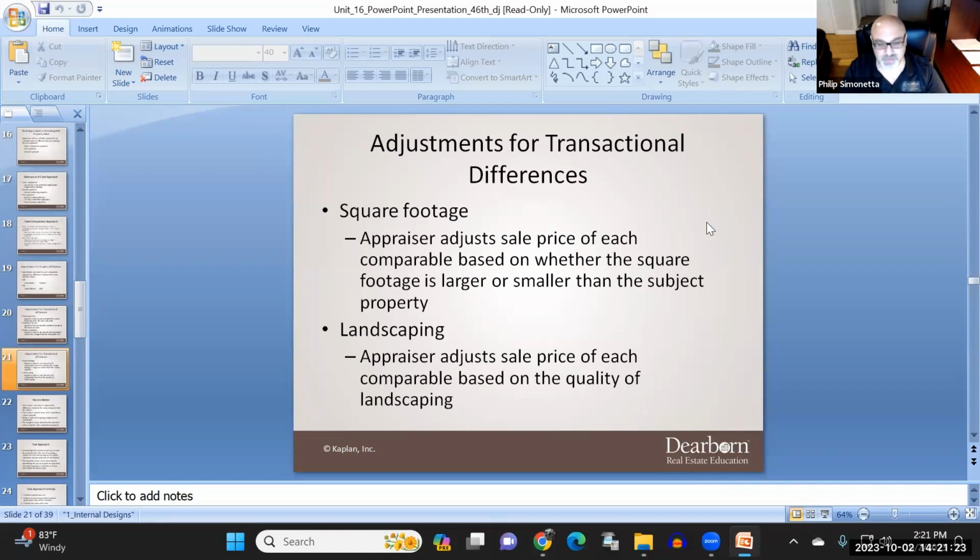Landscaping. You can spend $100,000 on landscaping. If somebody has landscaping with palm trees and all, of course, that is going to be adjusted or added, right? If the comp has beautiful landscaping, you have to add that to the other ones. Or, I'm sorry, the subject. If the comp has beautiful landscaping and the subject doesn't, you have to take it down, right?